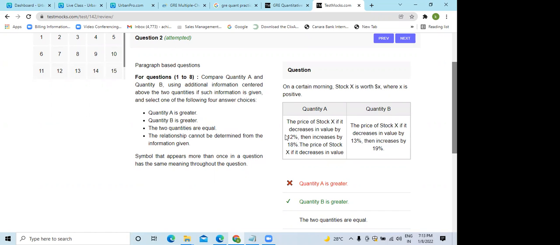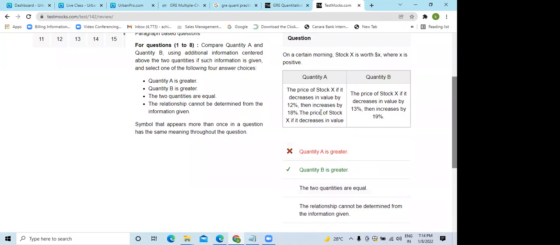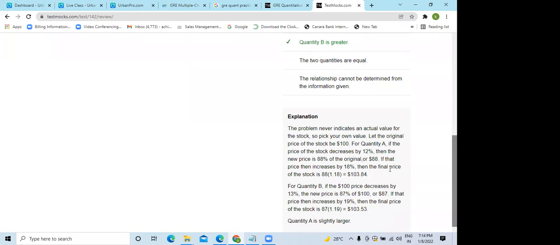108, I believe. Yes. Now we are getting it. The problem never indicates an actual value of stock X, so pick a value. We did this 100. For quantity A, if the price of the stock increases by... no, they said it decreases, right? Yeah, it says it decreases. But this one is given as increases, so is there a printing mistake? If the price of the stock decreases by 12, then the price is 88.